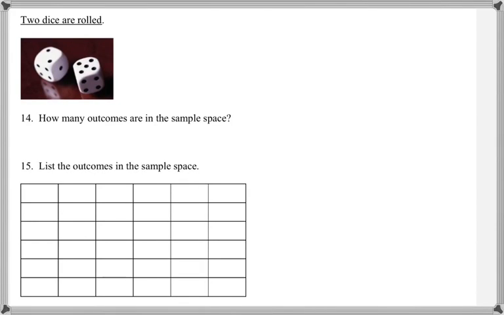For questions 14 and 15, it says, 2 dice are rolled. How many outcomes are in the sample space? So we have 2 different rolls. We have 6 outcomes in the first roll and 6 outcomes in the second roll. So if we multiply these together, we get 36 outcomes total.